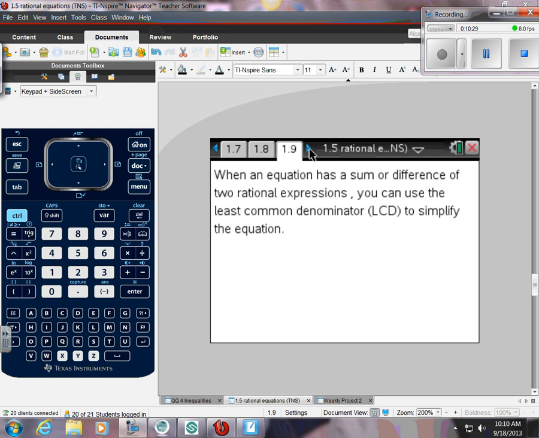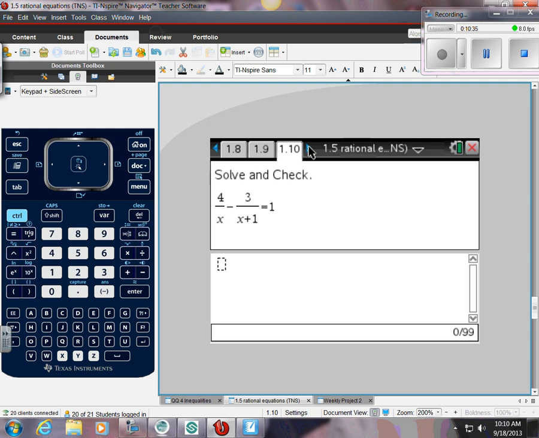Okay, so are they always going to be proportions? No. Sometimes it's going to be sum or difference, okay, of rational expressions. So we wind up with something that might look like this. 4 over x minus 3 over x plus 1 equals 1. Now, I know that in order to add or subtract fractions, I need a what? Common denominator, right. We've spent the past 2 days determining what our common denominators are.